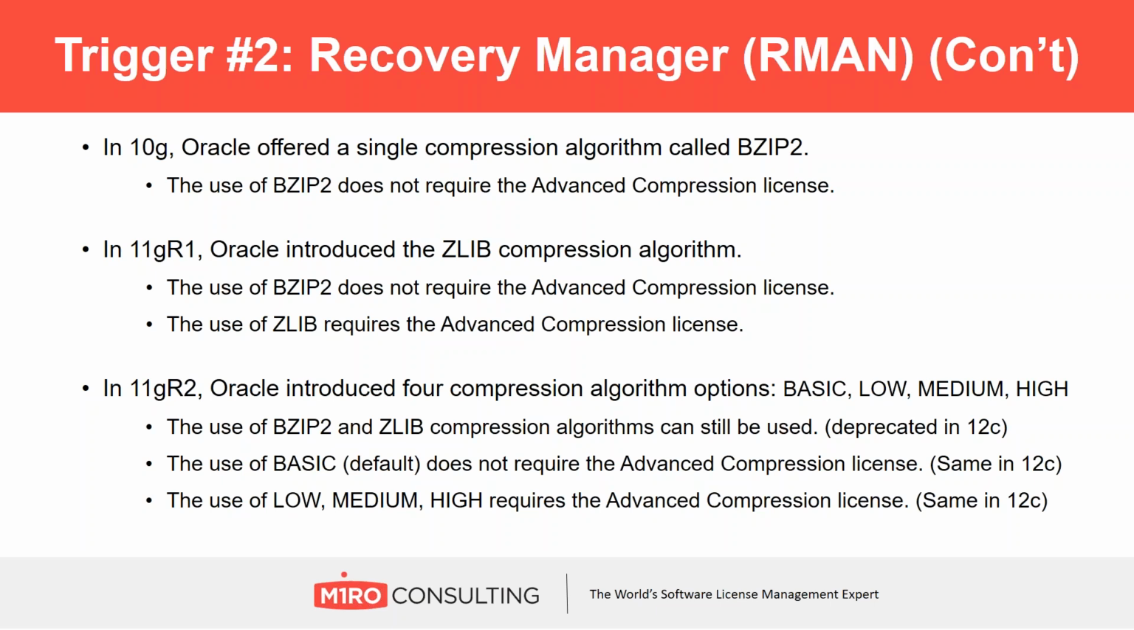But in 12c, what they ended up doing was deprecating those 2 options. Basically what you have is BASIC, LOW, MEDIUM, and HIGH. BASIC is the default option, and that does not require the Advanced Compression license. That applies to 11g R2 and 12c. If you use LOW, MEDIUM, or HIGH, it does require the Advanced Compression license, and that applies to 11g R2 and 12c. For those of you who may have upgraded or are thinking of upgrading, the same applies to 12c R1 and R2.